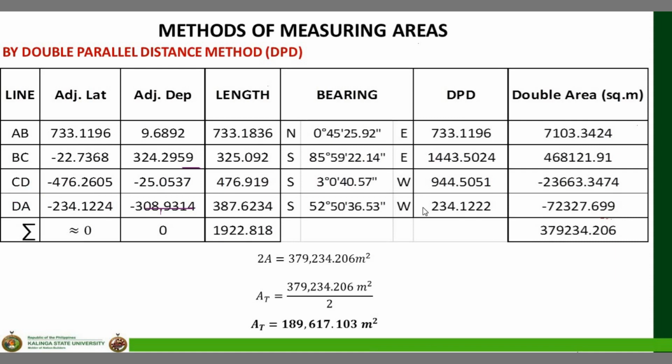So again, for today, I have discussed with you the 3 methods in computing areas. First, we used geometry, wherein we divided the lot into different geometric figures, and the DMD and the DPD, or the double meridian distance method and the double parallel distance method.